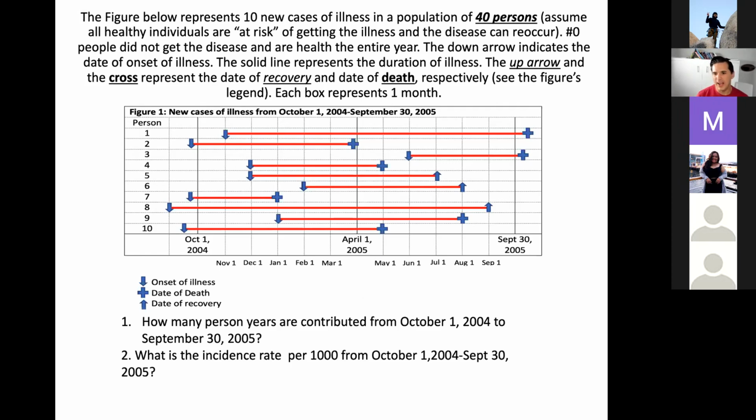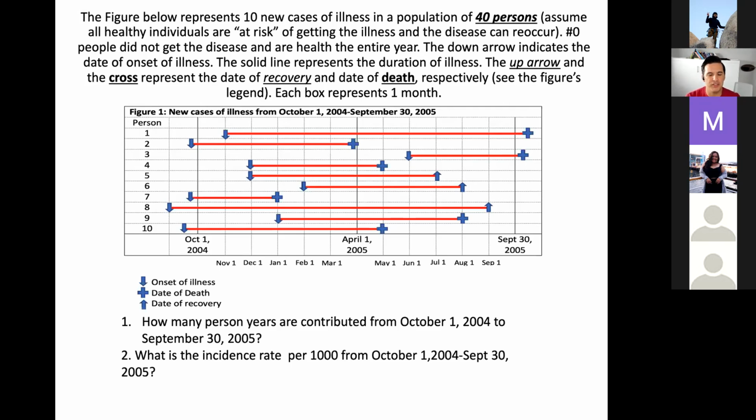So for the sake of time, I have the answer popped up on the slide. I'm not going to work through it line by line. So first thing that you need to do is calculate the number of person months that are contributed by each of the people. So remember, there's 40 people in the population, and 10 of them are represented in this figure. There are 30 people who are healthy for that entire time period.